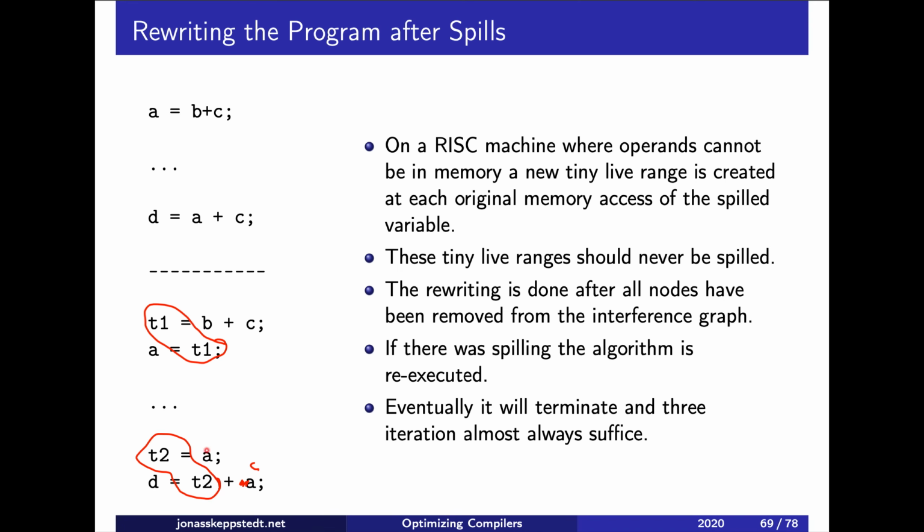Now it is simpler to color this new program, since it's not the same node that is used in both places. It's T1 in this place and T2 in the other, so it's simpler to color it. And eventually the coloring will always succeed. Usually it's only one iteration of this coloring. We have to redo the liveness analysis and construct the interference graph, but it's usually at most 3 iterations, sometimes more, but not very often. So this is very efficient.